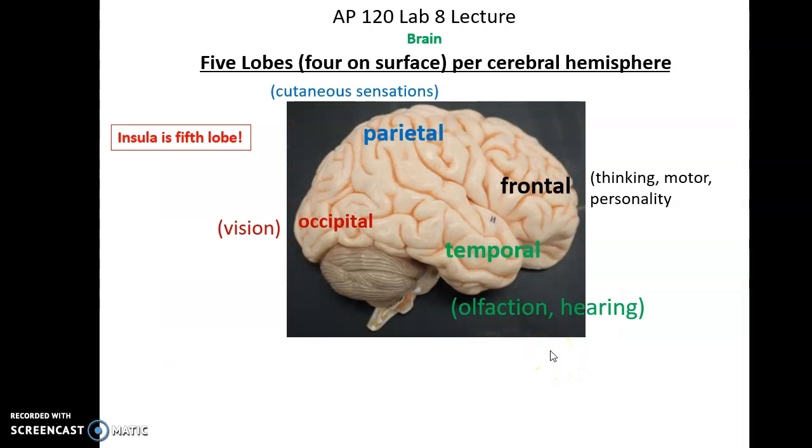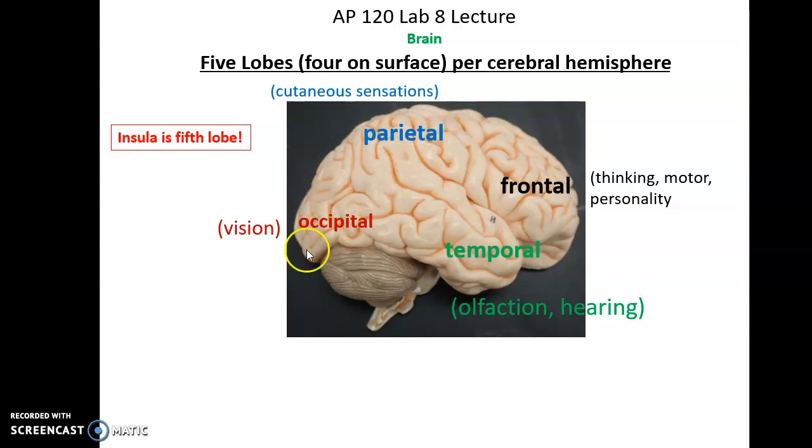Each hemisphere of the cerebrum has 5 lobes. 4 of these lobes are on the surface. One of them is deep, and you have to cut tissue away to get to it. The superficial lobes include the frontal lobe, that's anterior, that's where we get thinking, motor control, personality. Parietal lobe, which is more superior, where our cutaneous sensations go.